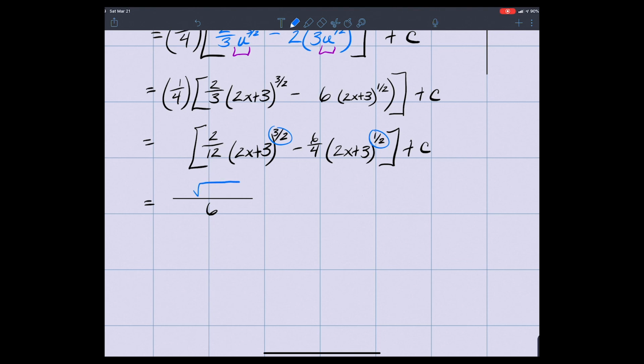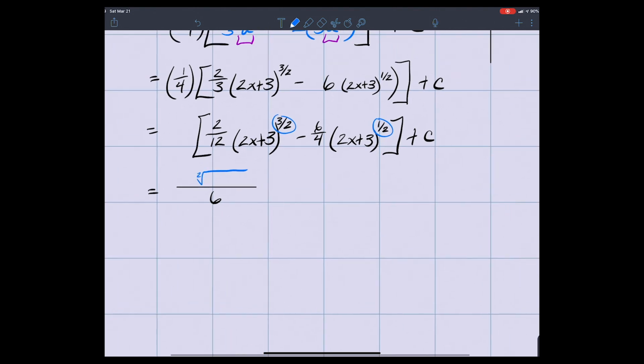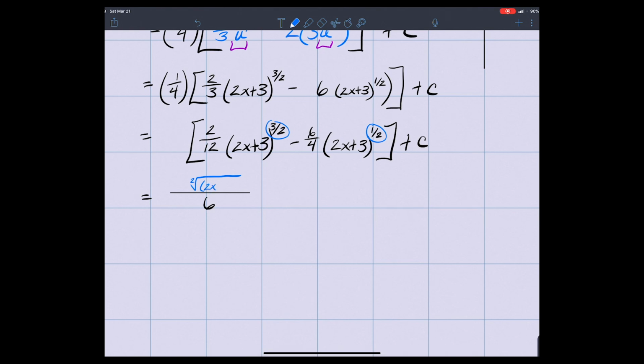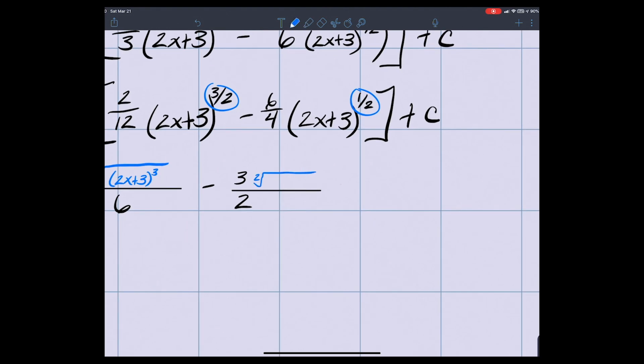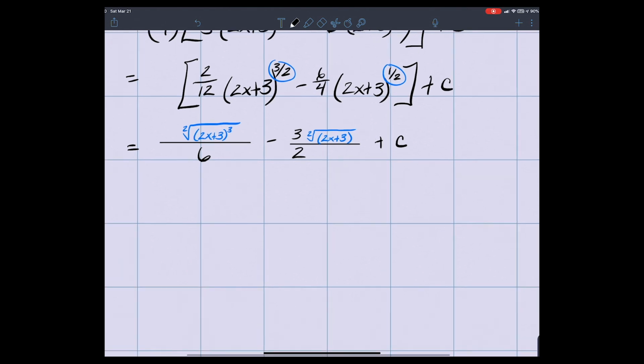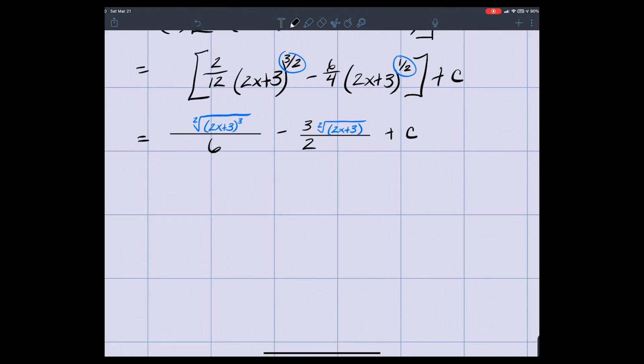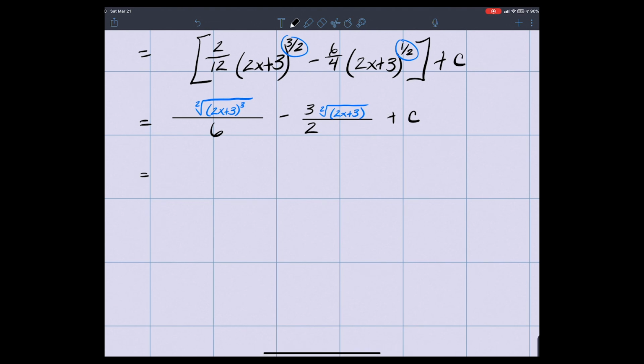This is the square root of 2x plus 3 to the 3rd power minus, this is going to be 3/2 square root of 2x plus 3. And that looks like the right answer to me. And I wrote this 2 out here so you can see what was going on with it and what we did with it. And obviously there would be a 1 right here. And so that's what a square root means.